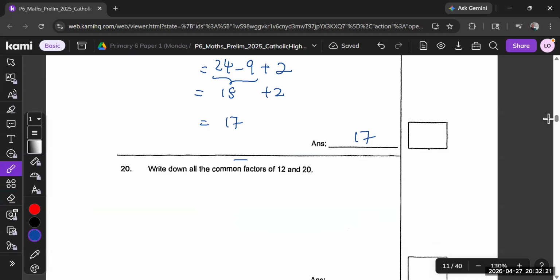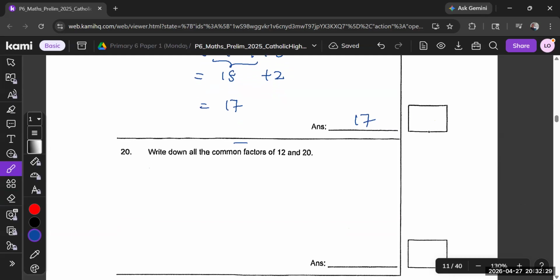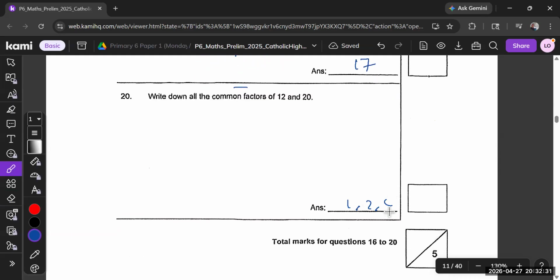Question 20, another simple one. I don't know whether your paper one will be okay, so I won't say too much. Question 20, the answer is 1, 2, and 4. We don't want to say too much because this video is going to be public for the whole world to see.